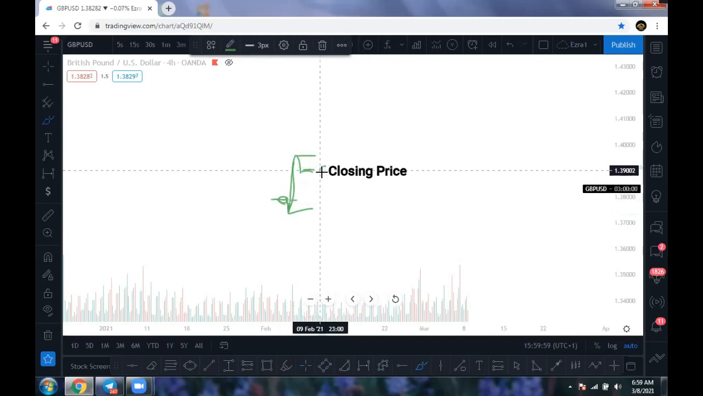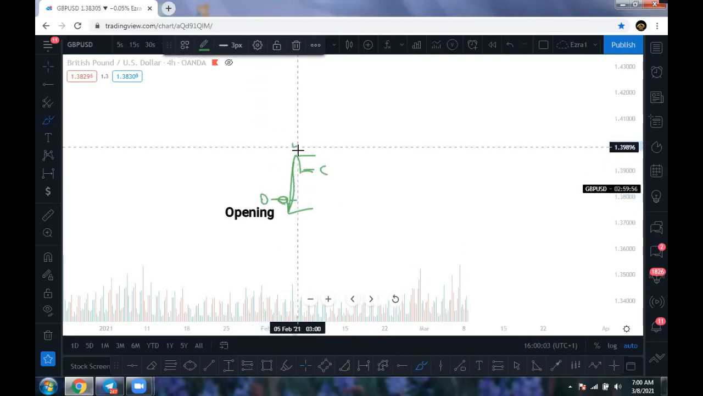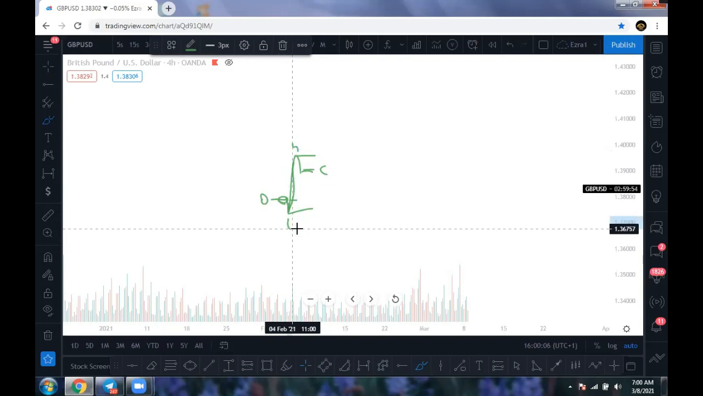So this is C, which is the closing, O as the opening, high as H, then L as the low of the day.